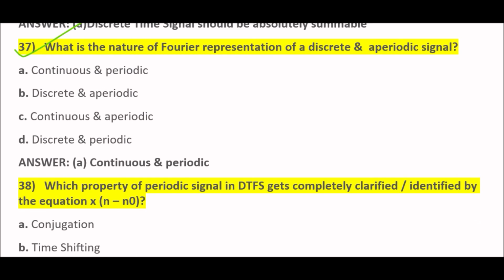Next question. What is the nature of Fourier representation of a discrete and aperiodic signal? Options A, B, C, D are given here. And the right answer here is option A, continuous and periodic. The nature of Fourier representation of a discrete and aperiodic signal is continuous and periodic respectively.